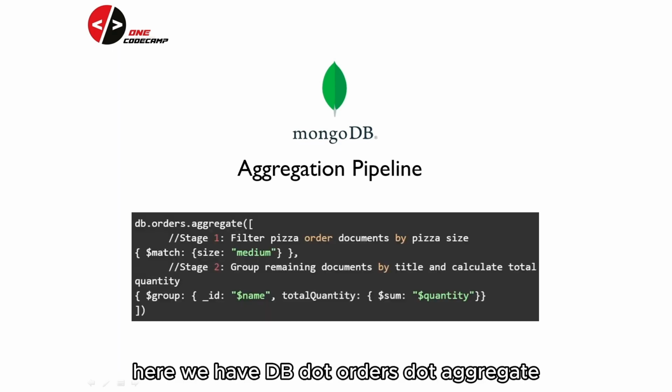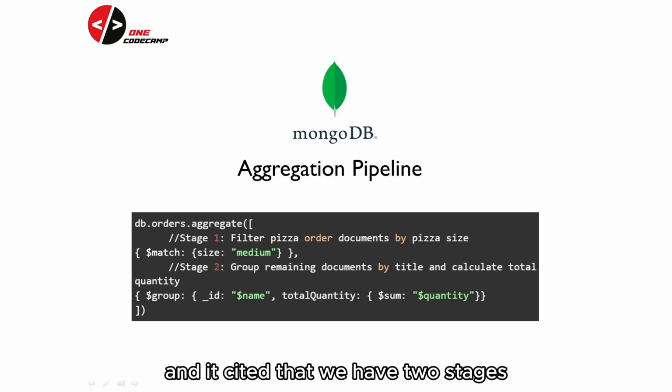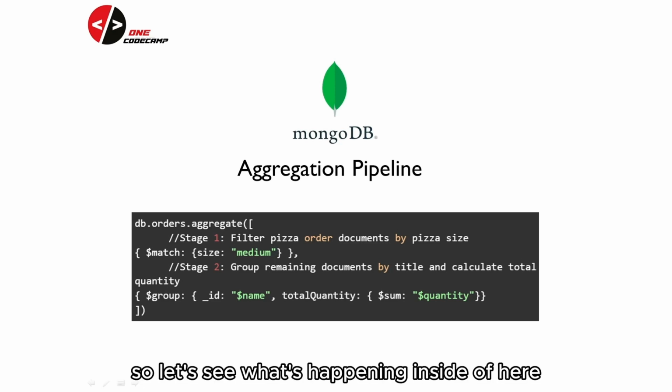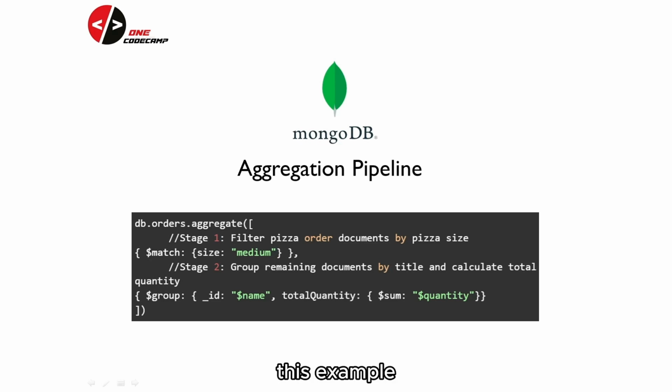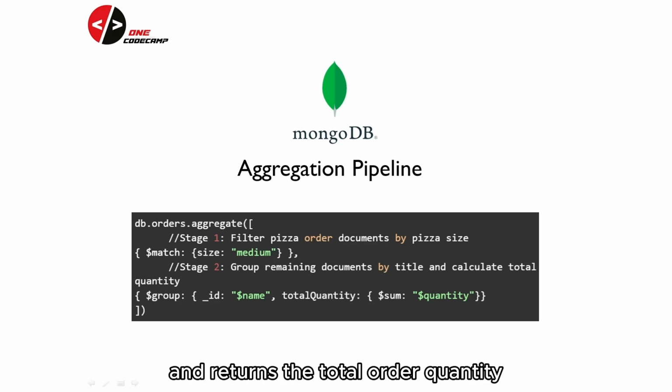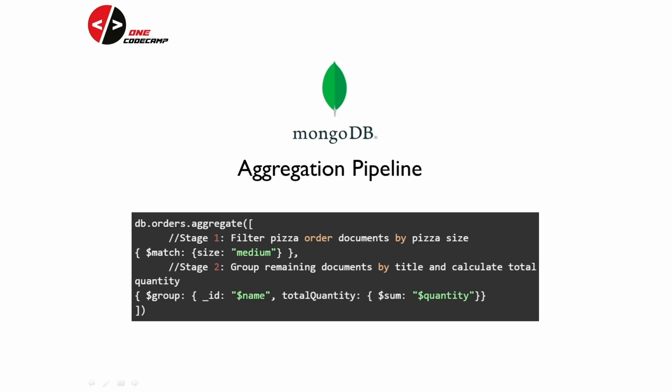Let's look at how aggregation looks like. Here, we have db.orders.aggregate, and inside of that, we have two stages. This may look a little bit overwhelming, so let's see what's happening inside of here. This example contains two stages and returns the total order quantity of medium-sized pizza, and it is grouped by pizza name.